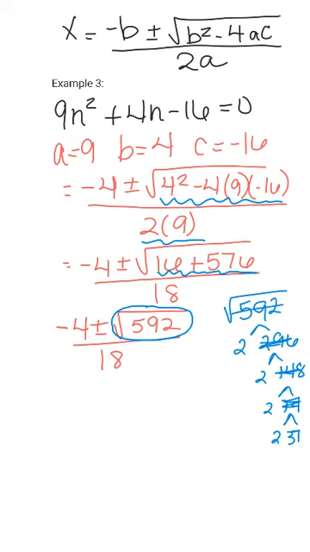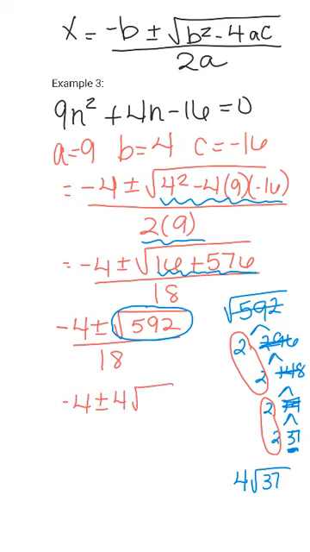Okay, then circle your pairs. So 2 is a pair. These two are a pair. So you use the buddy system, the pairs. If you have a buddy, you get to come outside and play. If you have no buddy, like this 37, you have to stay inside and pout. So a 2 times 2 is coming outside. 2 times 2 is 4. And a 37 is staying on the inside. So our simplified answer would be negative 4 plus or minus 4 square root of 37 over 18.